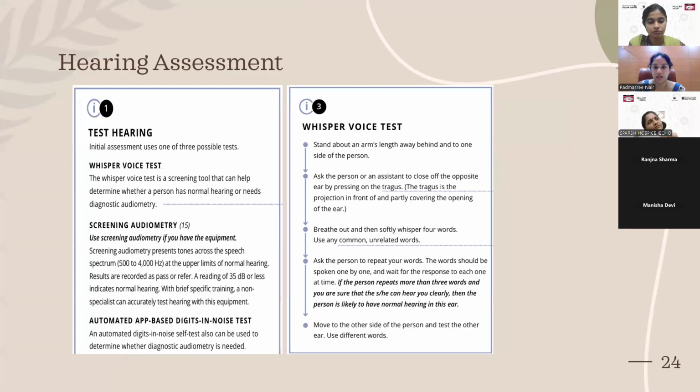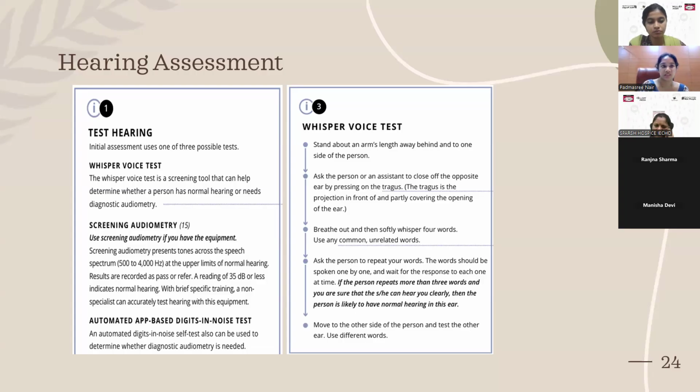Then we ask the patient to close the opposite ear, either by pressing over the tragus, that is the ear. We close the ear over here, and then we whisper from the other side, that is the side that we're testing on, four unrelated words. Now, this is spoken as a whisper, and we try to see if the patient is able to make these words out. The same way we test on the opposite side as well.